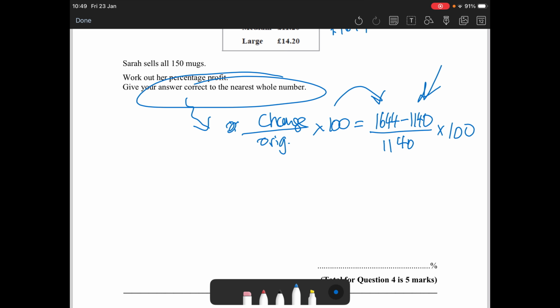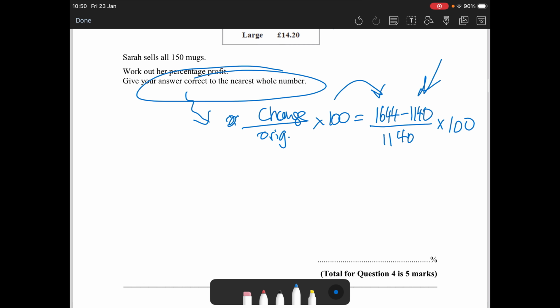If you calculate as a fraction, obviously work it out as a decimal. I'm getting 44.2105... which to the nearest whole number would be 44%. Okay, let me confirm that. I've got the answer sheet in front of me. They're happy with that. Good. Number 5, moving on.